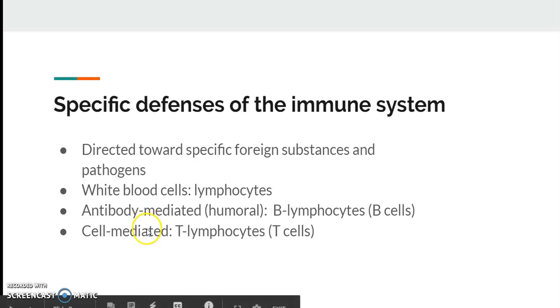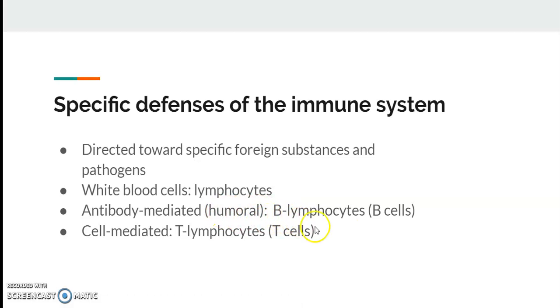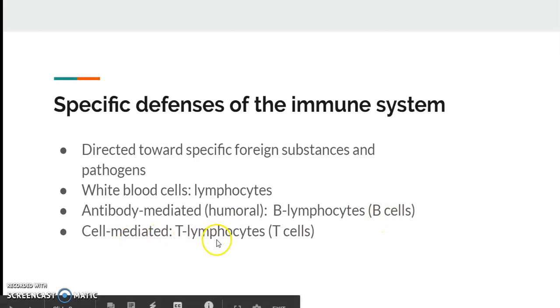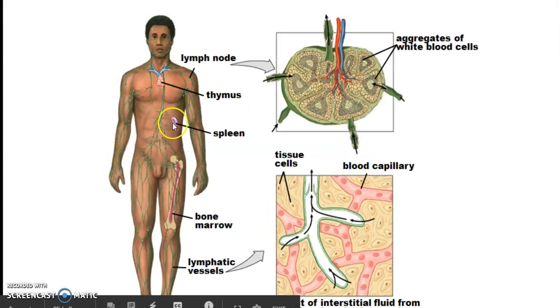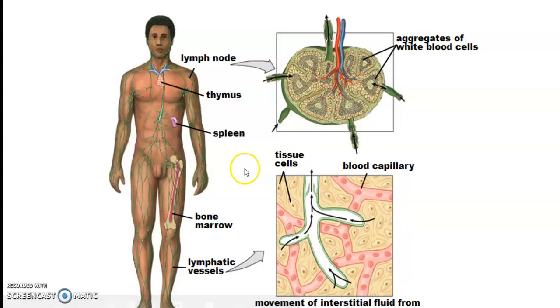All right, so those are the two branches, and there's two different lymphocytes. So for the antibody-mediated, we're going to talk about B lymphocytes, or we shorten it to B cells, and the cell-mediated version is T lymphocytes, or T cells. Okay, and I thought I'd just briefly put this up here. If you take anatomy and physiology, you'll learn more, but you may have heard of things like lymph nodes or thymus and spleen, and these are just areas in the body where you have larger accumulations of white blood cells.